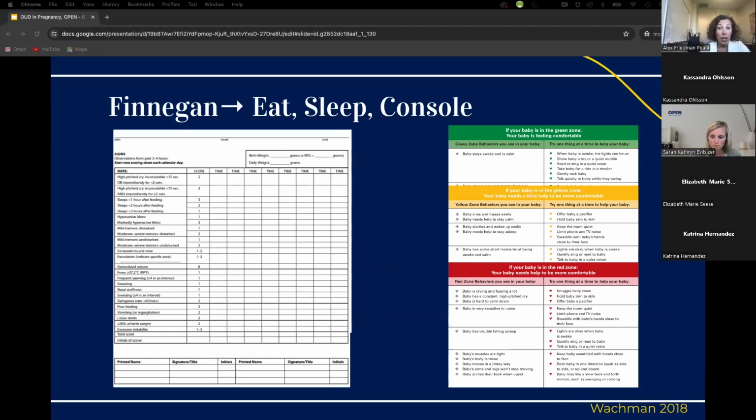Previously, we used to sequester infants in the NICU and treat to the Finnegan score, this complicated algorithm that you see on the left that was quite subjective. This assessed withdrawal symptoms and relied really heavily on pharmacologic treatment. In recent years, a new approach, Eat, Sleep, Console, has emerged. It uses the stoplight method you see on the right and leverages the behaviors that parents do best, non-pharmacologic things to help baby feed, soothe baby to sleep, and provide other strategies for comfort.